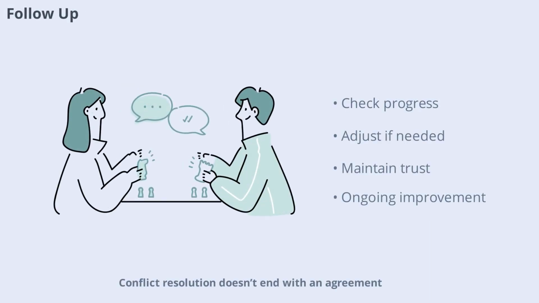Conflict resolution doesn't end with an agreement. It's important to follow up and check on progress. Ask if the solution is working and if any adjustments are needed. This shows that you value the relationship and are committed to ongoing improvement. Regular follow-up helps maintain trust and prevent future conflicts.